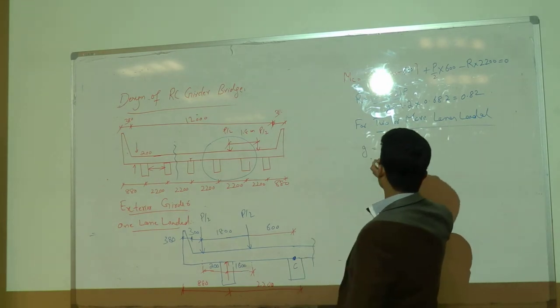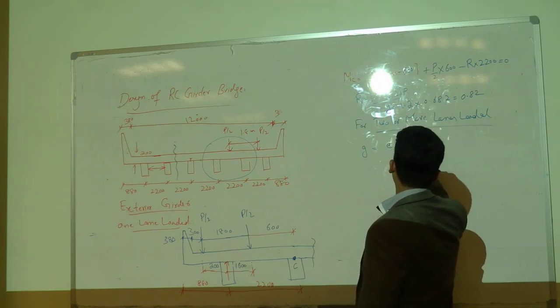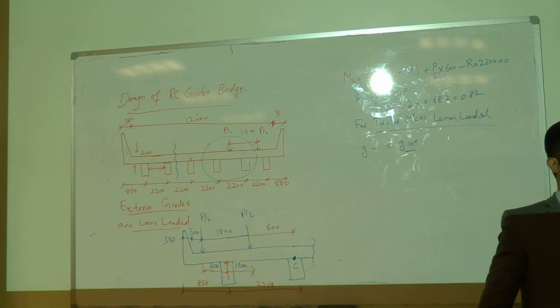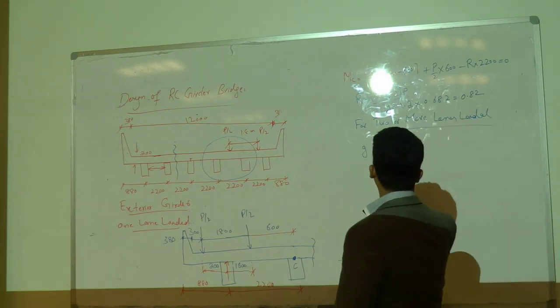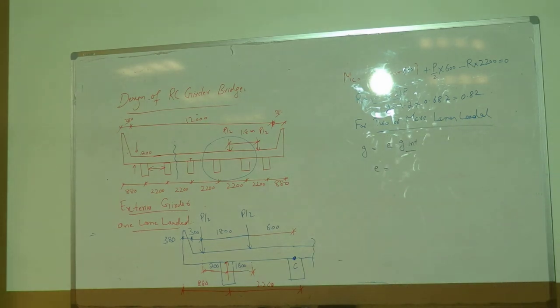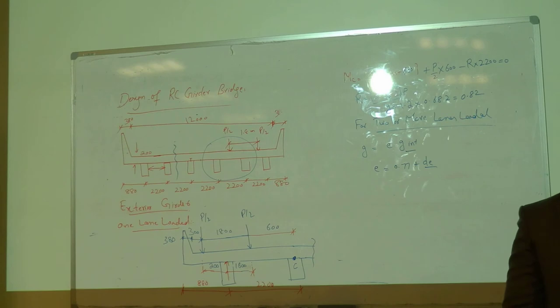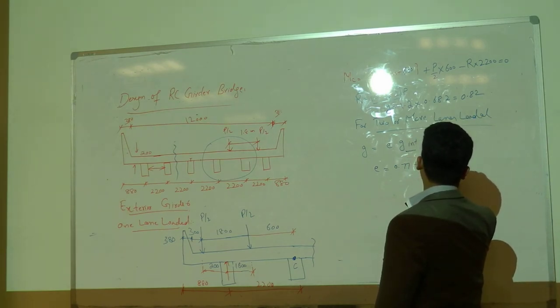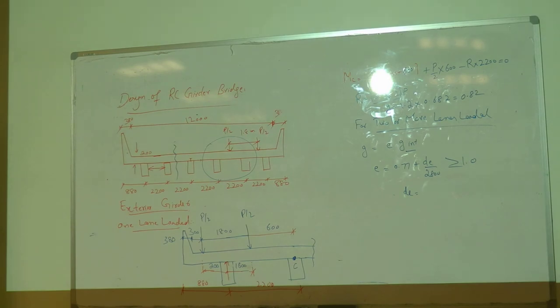G is equal to e multiplied by G interior. G interior, we have found how much? 0.65. And now what is e? e is equal to 0.77 + de/2800, which should be greater than 1. Now what is de? It is the overhang minus the barrier. de is actually the overhang minus 500 for the barrier.